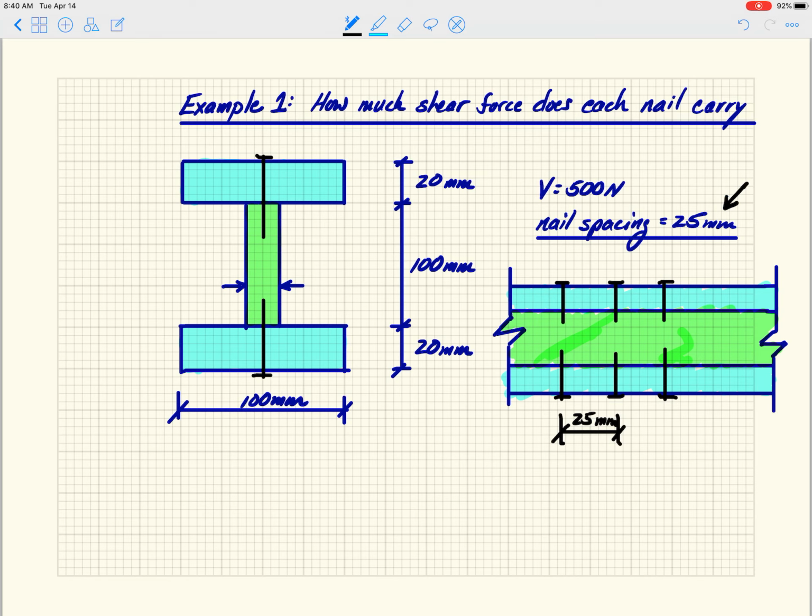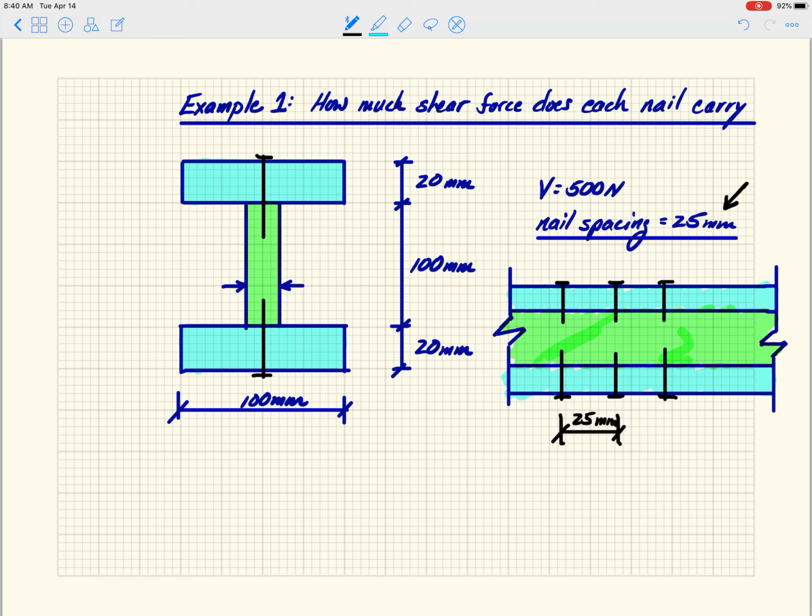It is not the spacing within the cross section drawn over to the left. It's actually the longitudinal spacing. So if you look along the beam, how often did I have to drive a nail? Okay, so that's the situation.